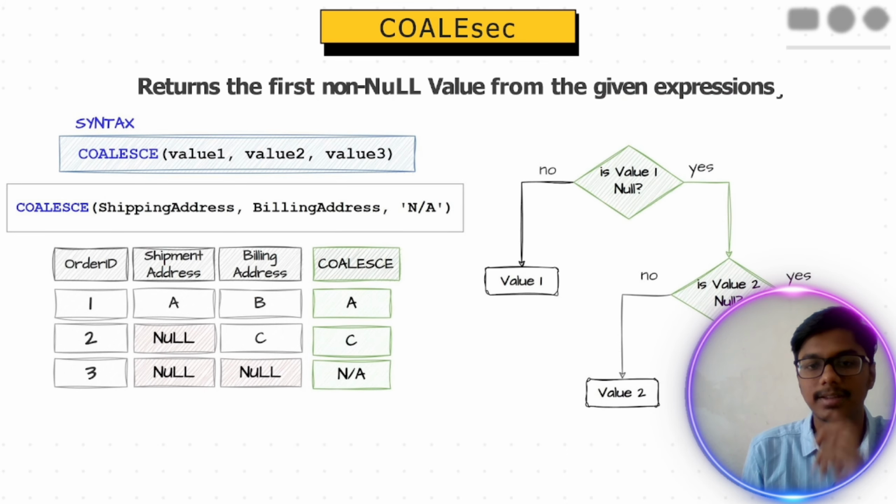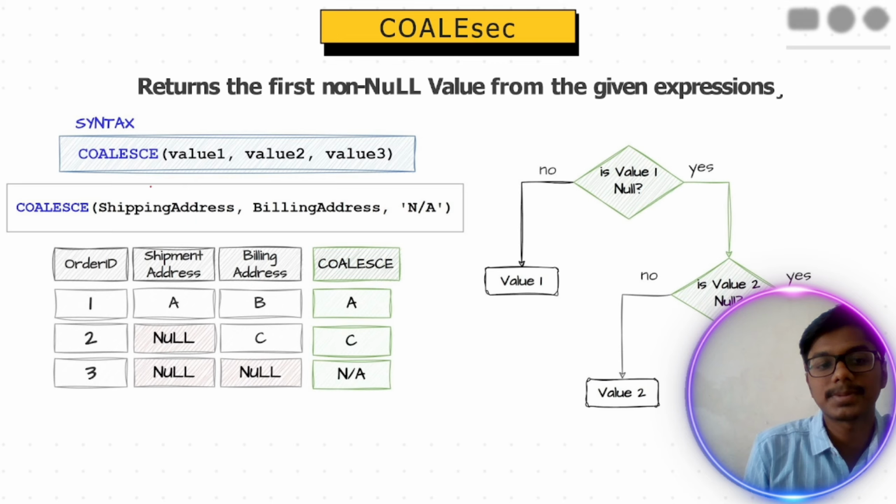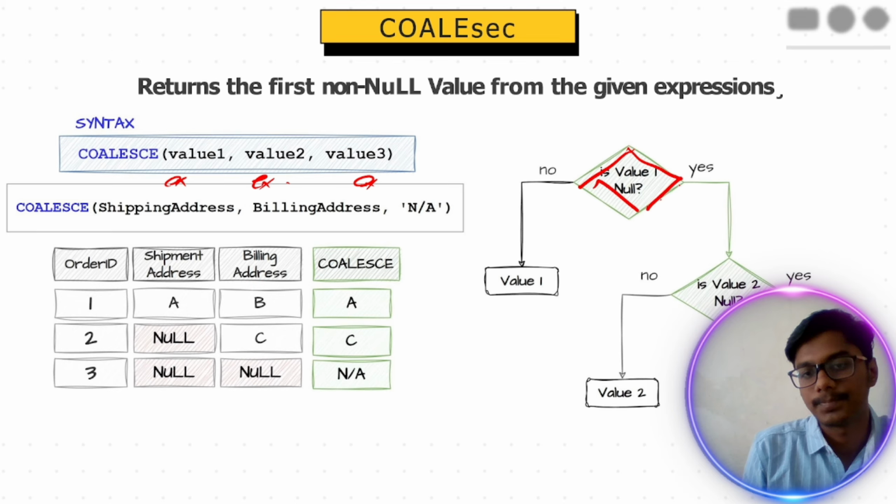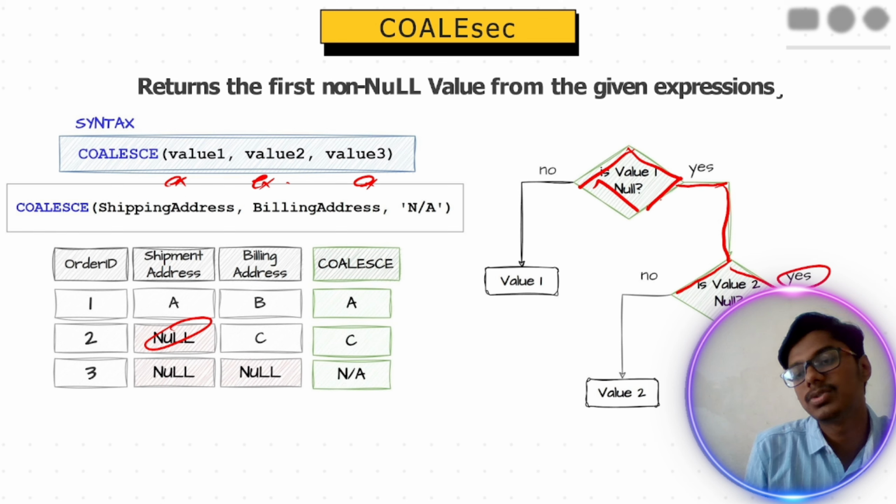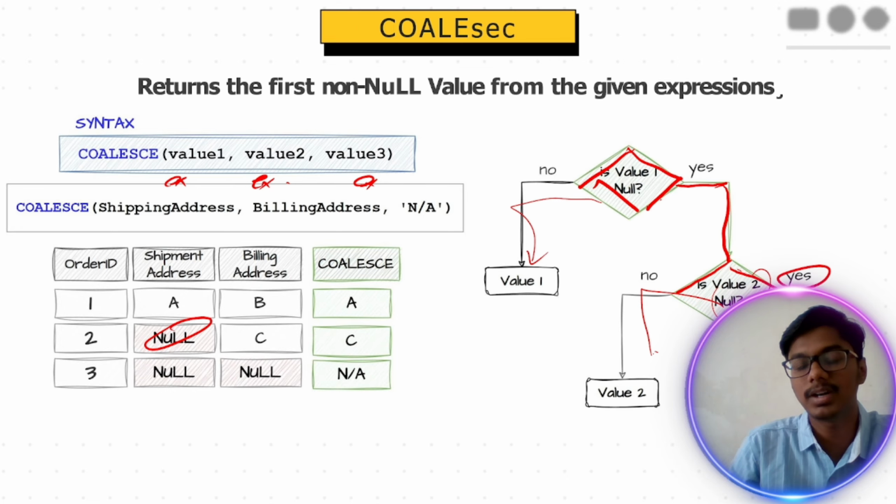If we are using three expressions, expression 1, expression 2 and expression 3, it checks whether the value 1 is null or not. If yes, it moves to the second value. In the second expression, it checks whether the value 2 is null or not. If the value 1 is not null, it returns the value 1. If the value 2 is not null, it returns the value 2. That's what happens, right?